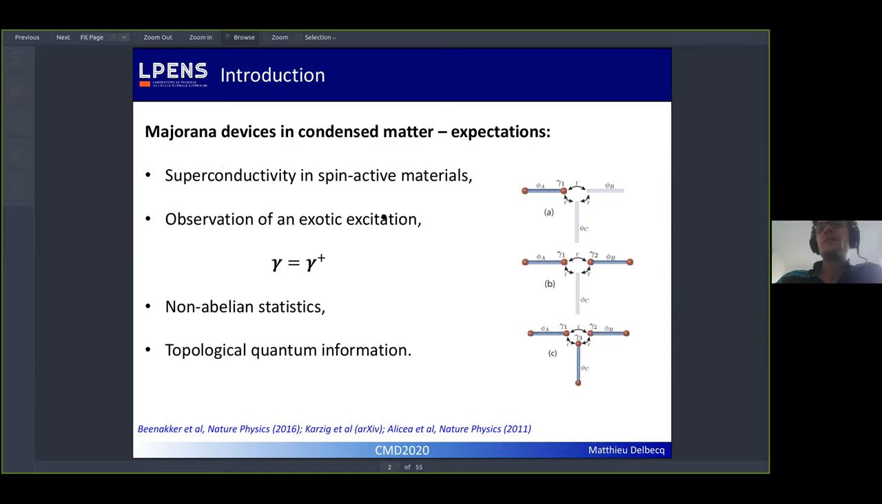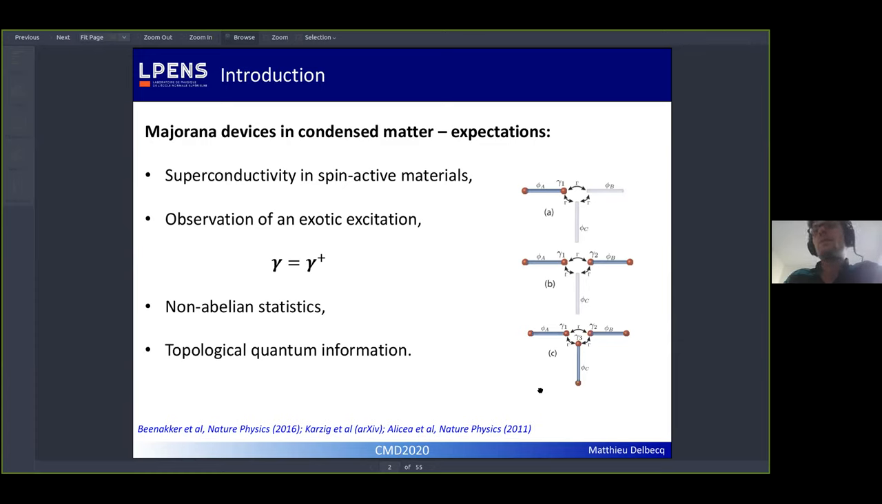So basically, for all of these aspects, one needs quite complex devices, networks of Majorana devices, in order to reveal their exotic properties or to manipulate them. Here on the right, this is just one particular proposal of device layout needed to manipulate these Majorana excitations. And so that means there are a lot of constraints on the materials choice and device layout to realize such operations.